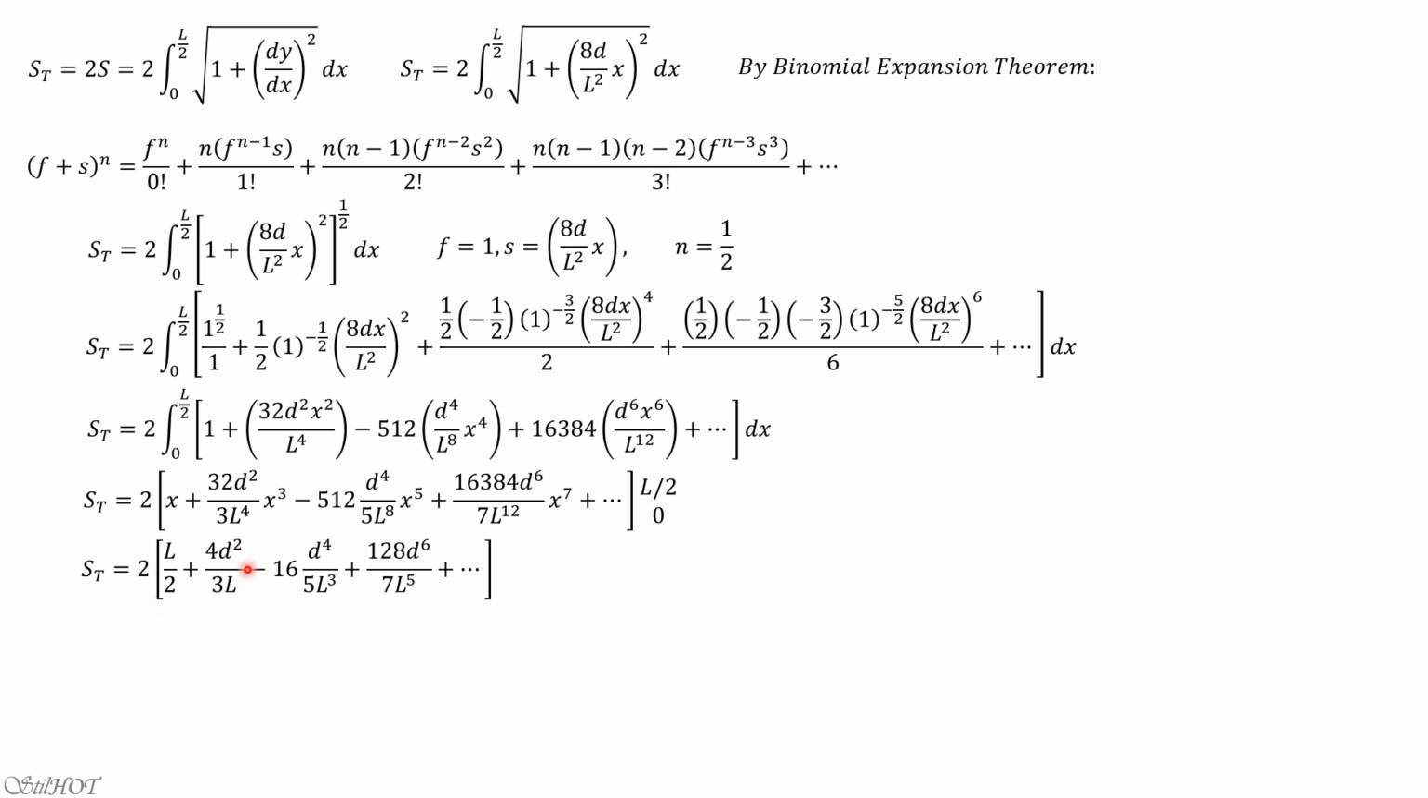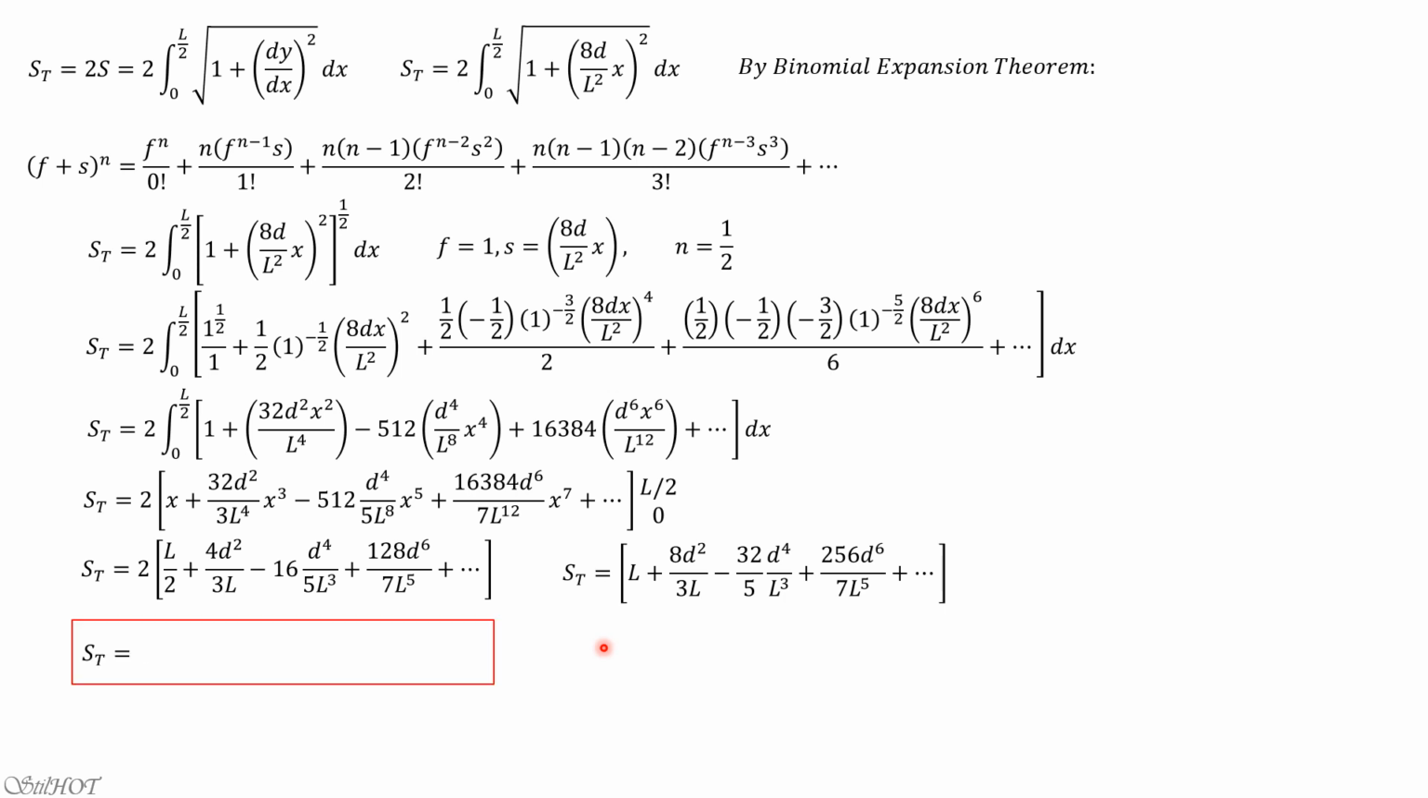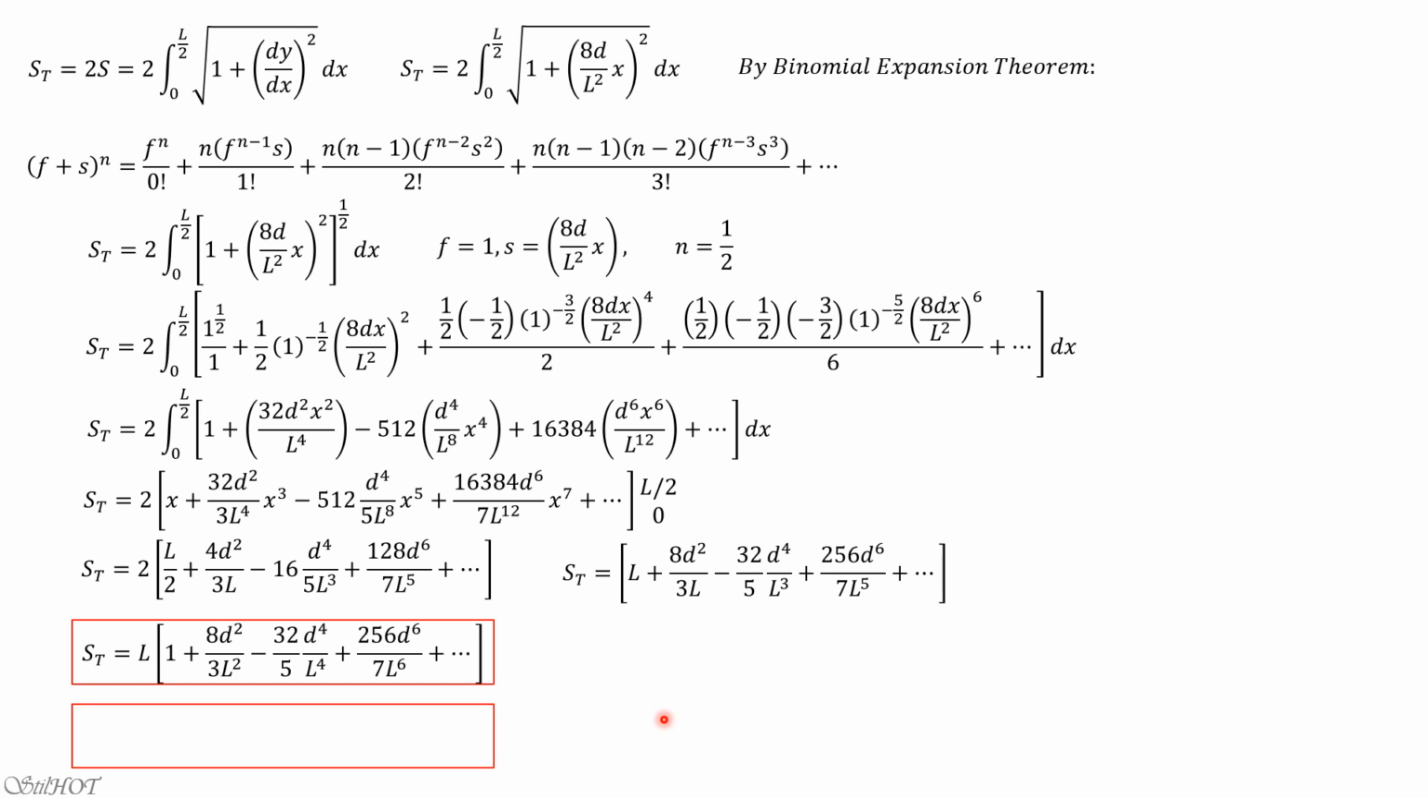So if we distribute 2 and factor out L, we have S total equals L plus 8 thirds d squared over L minus 32 over 5 d to the 4th over L. We distributed 2 here. Then factor out L. So you have S total is L quantity 1 plus 8 thirds d squared over L squared minus 32 d to the 4th over 5 L to the 4th, then plus 256 d to the 6 over 7 L to the 6. So this is the approximate formula for the total length of the cable.